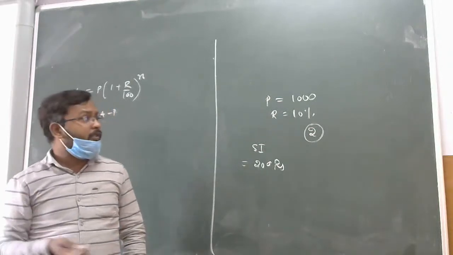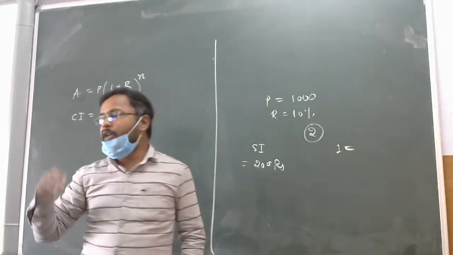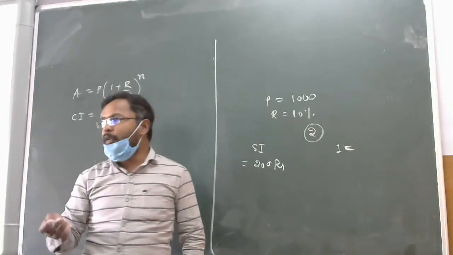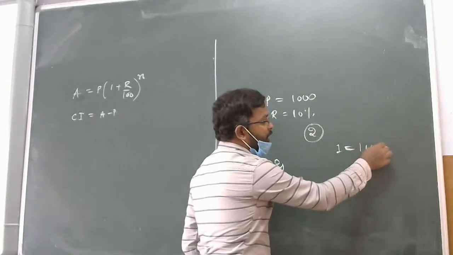But if you go to the compound interest, after completion of first year, whatever amount is there, that will become the principal for the next year. 1100. So 1100.